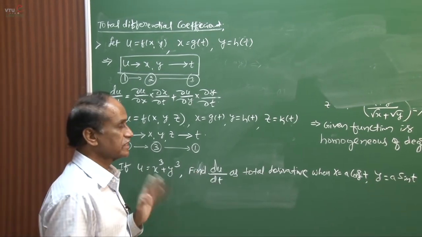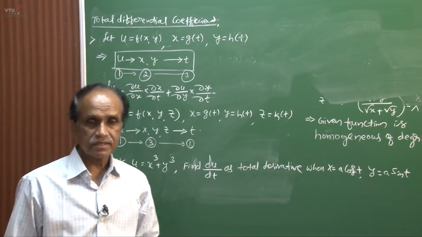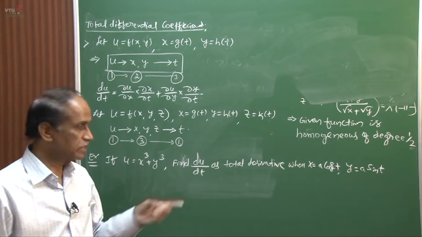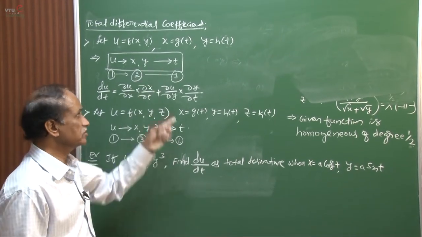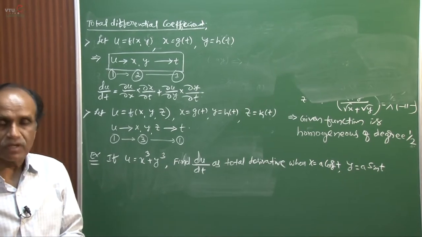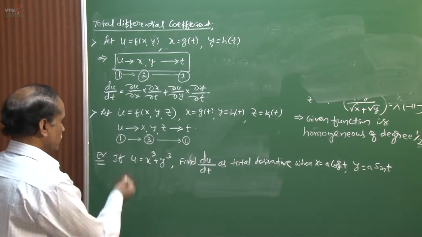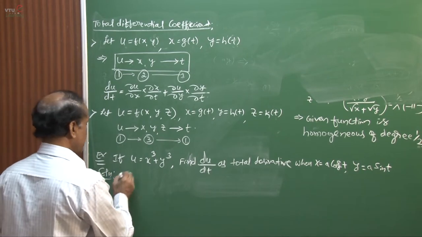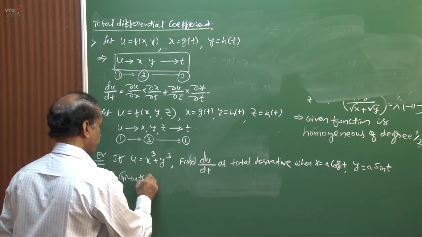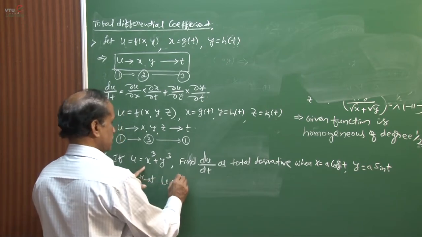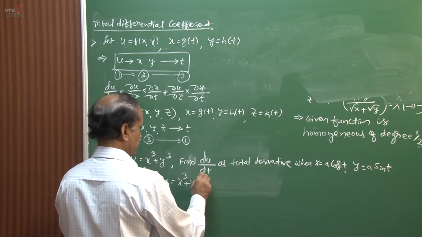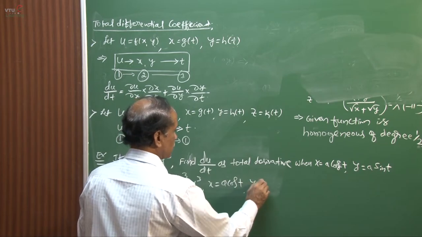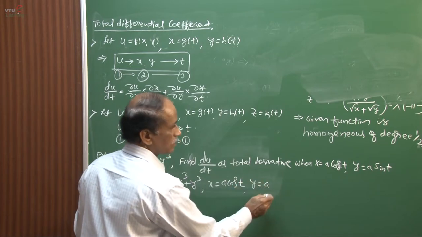Anyway, we are discussing the same application. Now, I will give the problems. This first problem is on the first case and the second problem is on the second case. You can continue any number of problems with this procedure. You understand the given situation. That situation is like this: given that u is x cube plus y cube, x is equal to a cos t and y is equal to a sin t.